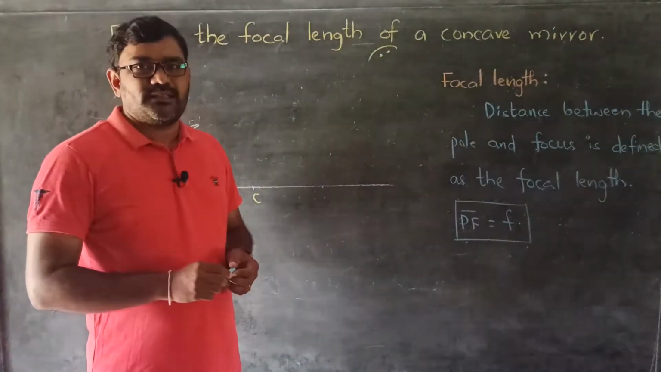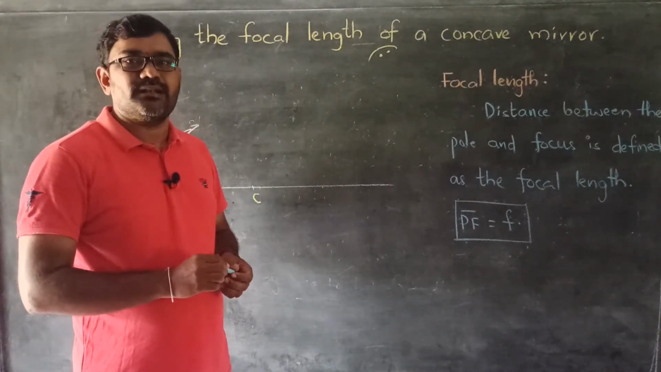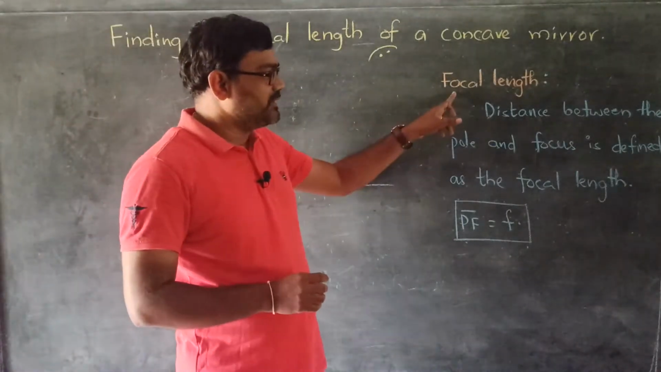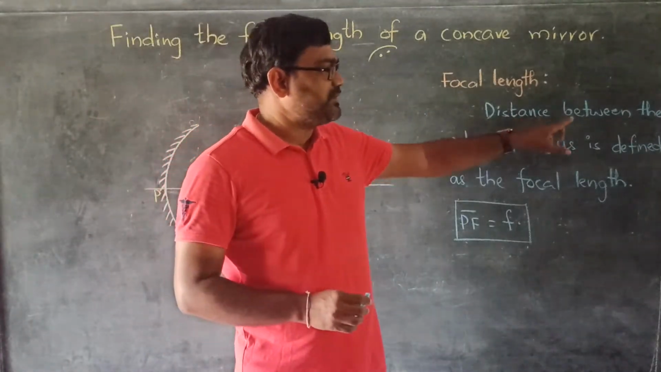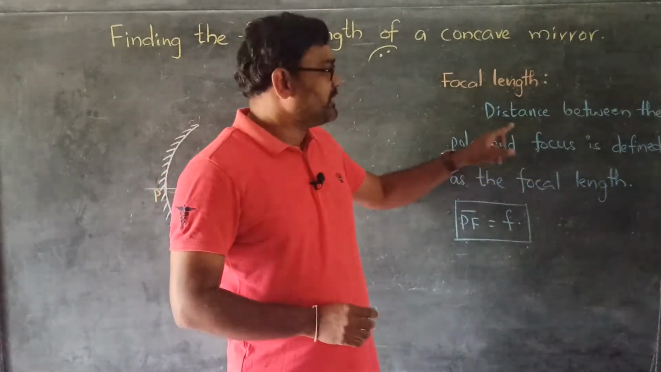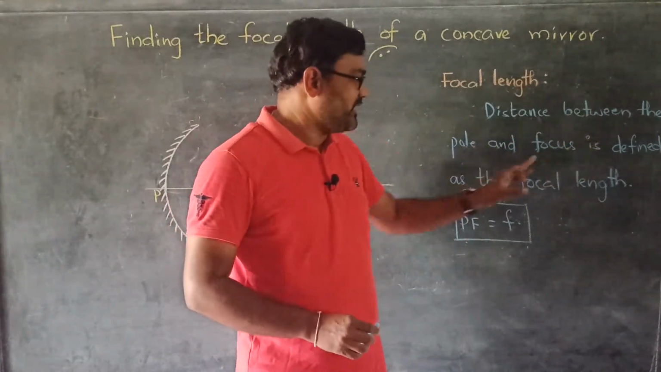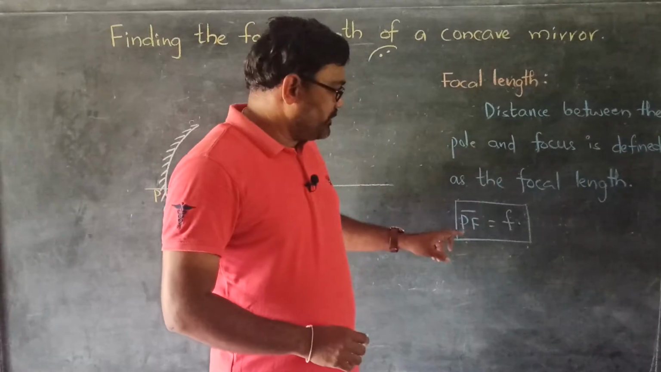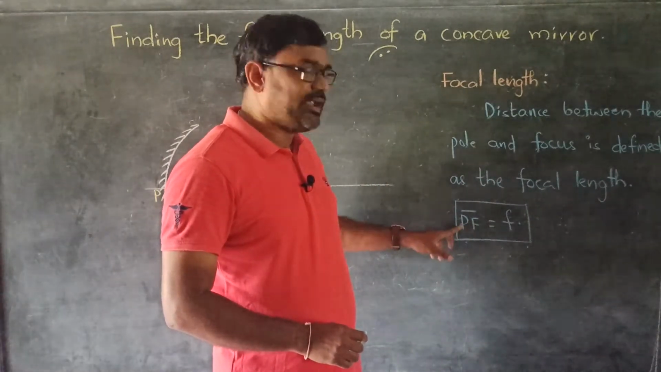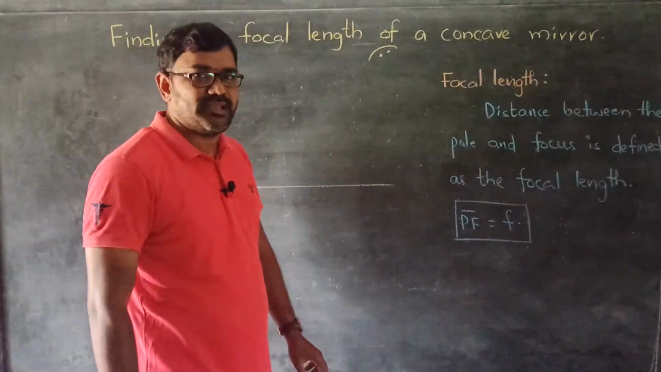Just recollect the definitions we have studied earlier. What is the term focal length called? The focal length is nothing but the distance between the pole and focus. The distance between the pole and focus is defined as the focal length. P is pole, F is focus. So the distance between P and F is nothing but focal length. Focal length is represented with the letter F.